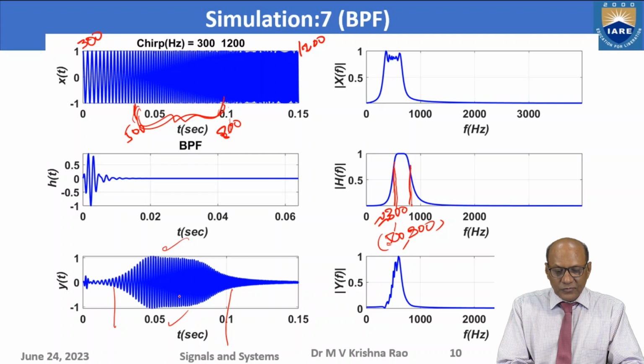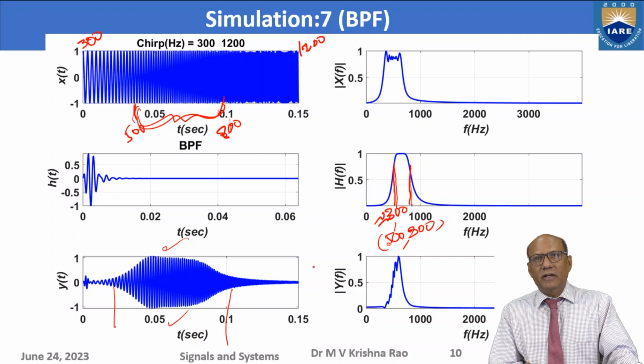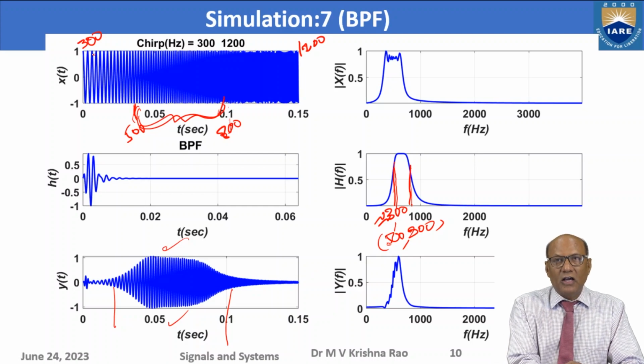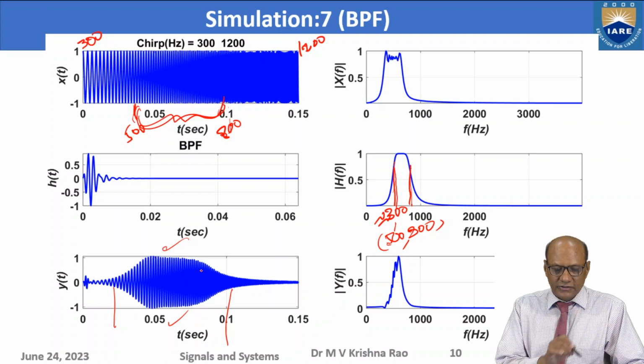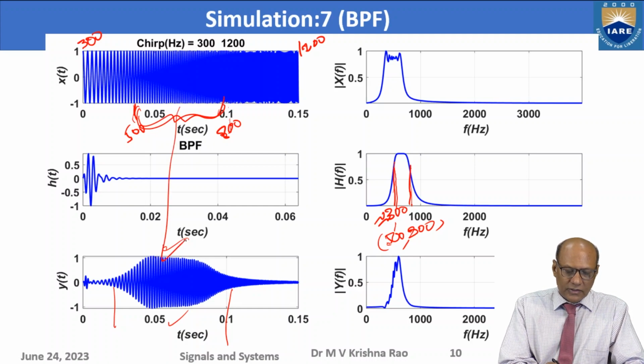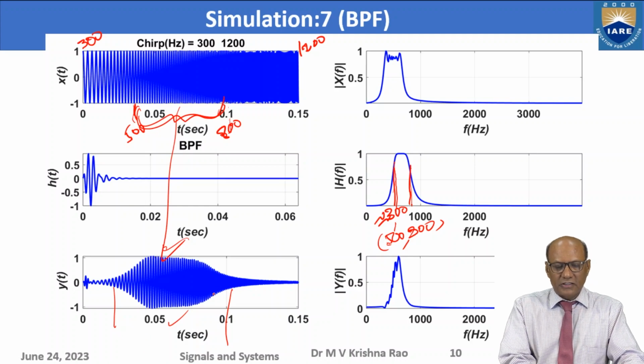Again, if you see here also, the frequencies are increasing. This is also an FM waveform, but its envelope is modified. The envelope of the time waveform was constant in the input, and here the envelope has changed. That is the only difference. Otherwise, these frequencies are the same. Whatever frequencies are here are transferred, and that's why you got this.